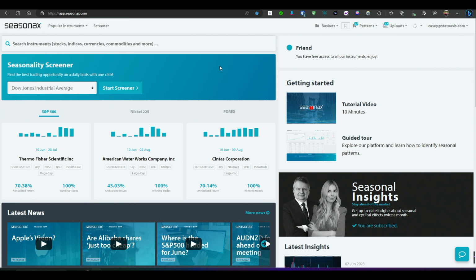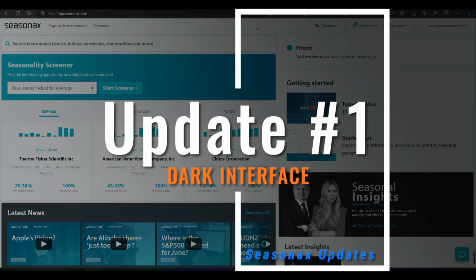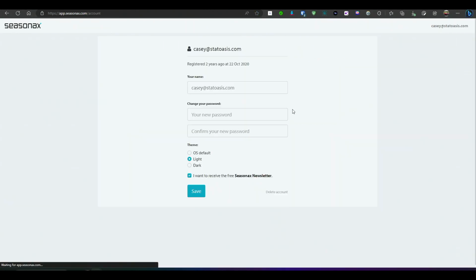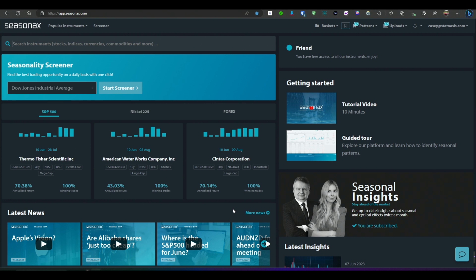So this is the original tool, Seasonax, and the first welcome addition is the black interface. So if you go to your account and you click on dark, you can see here, save it, go back, and now you have a dark interface. Of course, this is a very welcome addition. It reduces the strain on your eyes.